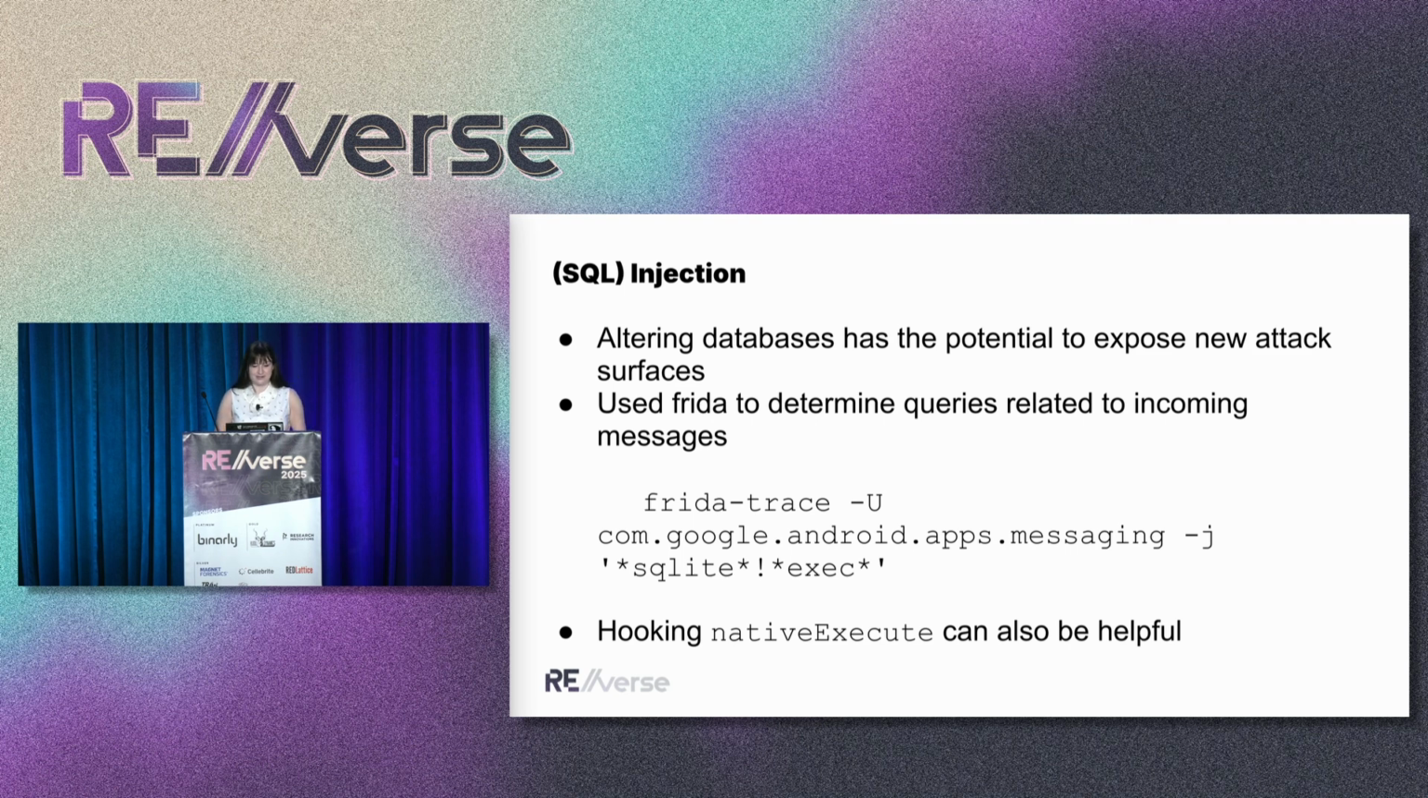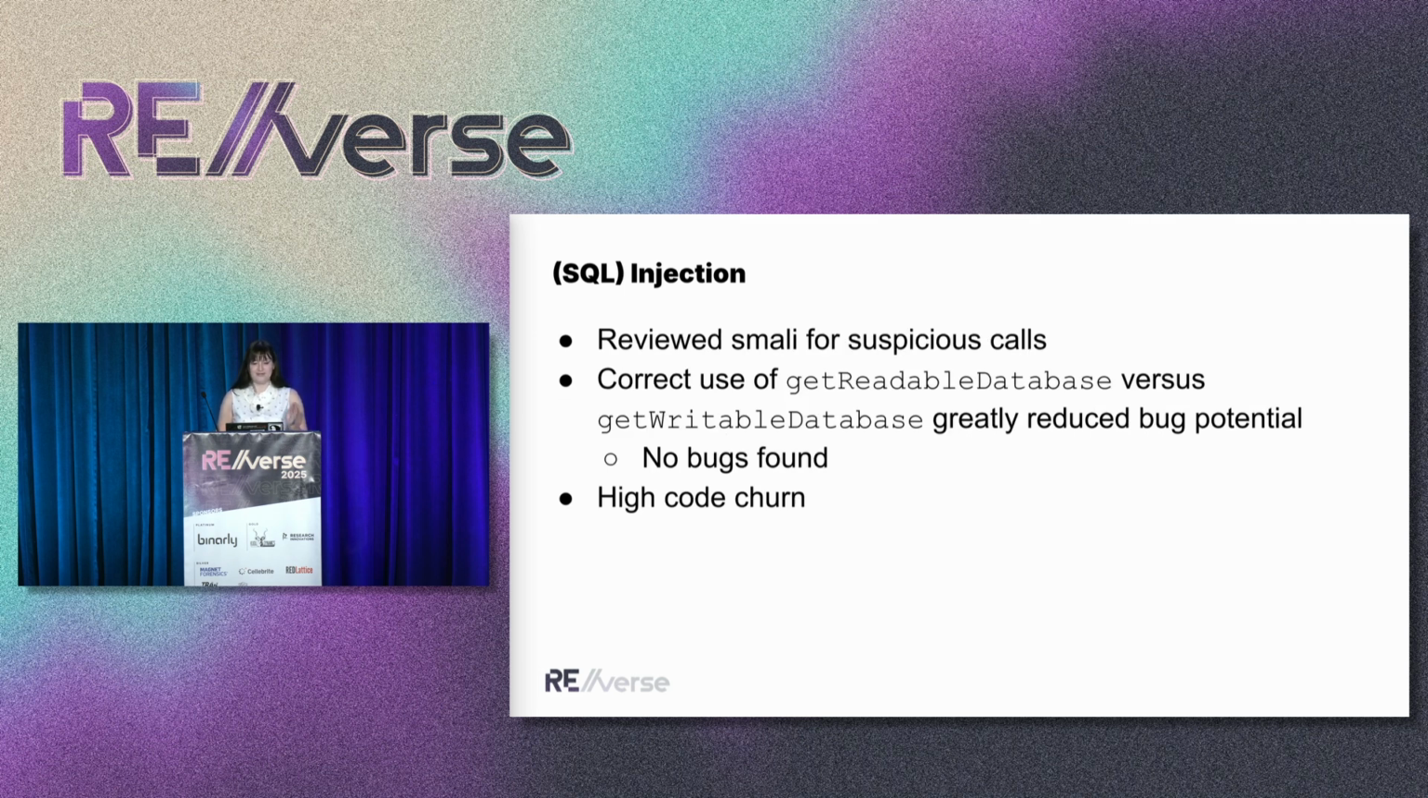So I used Frida once again to look at queries related to incoming messages. You can do this by tracing SQLite.exec or native execute. There's kind of pros and cons to both of these with regards to reading the parameters. But with that, I was able to then send myself a bunch of different messages and see what the SQL queries were. And I also reviewed the Smali for suspicious calls.